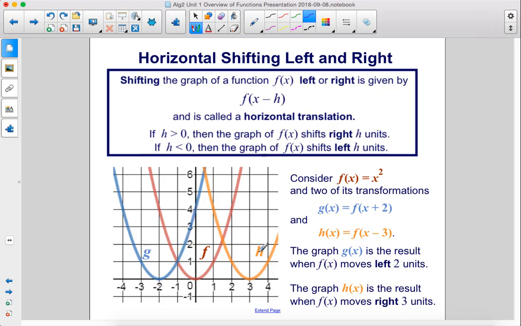The graph h of x is a result of when f of x moves right 3 units. So it's a little counterintuitive. When you see plus 2 inside the parentheses, that actually means to the left 2. And when you see minus 3, that means to the right 3.